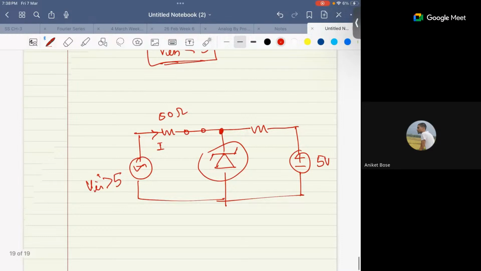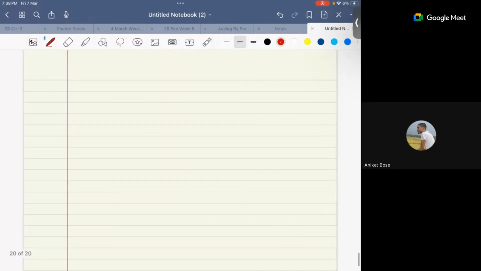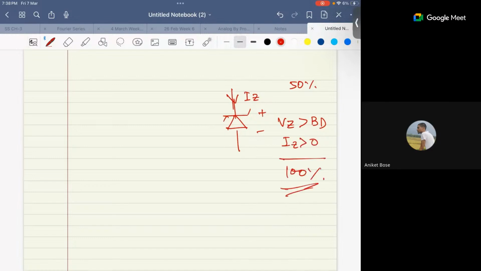See, one more thing I want to tell. For a Zener diode, the potential that you calculate should be greater than the breakdown voltage. This is 50%. One more condition should follow: the current IZ should also be greater than 0. Then it is 100% sure that this is working in breakdown voltage. Even so, mostly we generally come to the conclusion that this is working in breakdown voltage. The current IZ should be going inside this Zener diode. Is it clear to everyone?